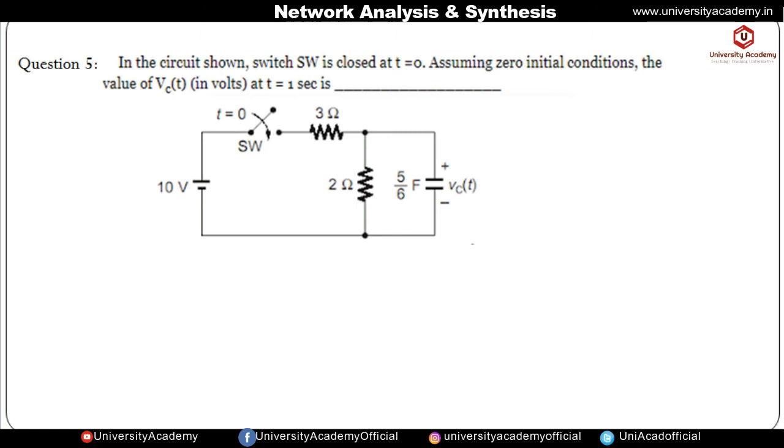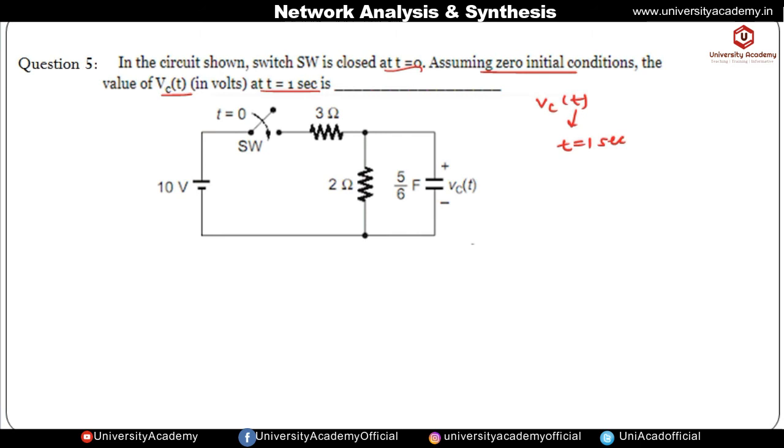So the question is: in the circuit shown, switch SW is closed at t equal to 0, assuming zero initial conditions. It means the capacitor is initially uncharged, so there is no voltage across the capacitor. We have to find Vc(t) in volts at t equal to 1 second. First of all we will find the Vc(t) expression, then we will put t equal to 1 second, and we will get the answer.